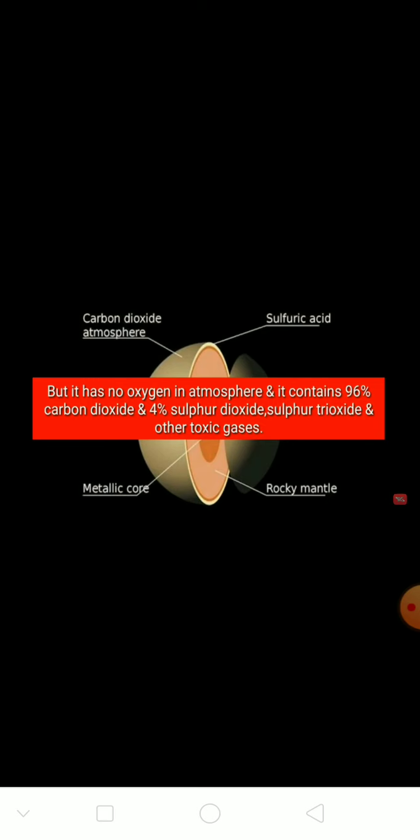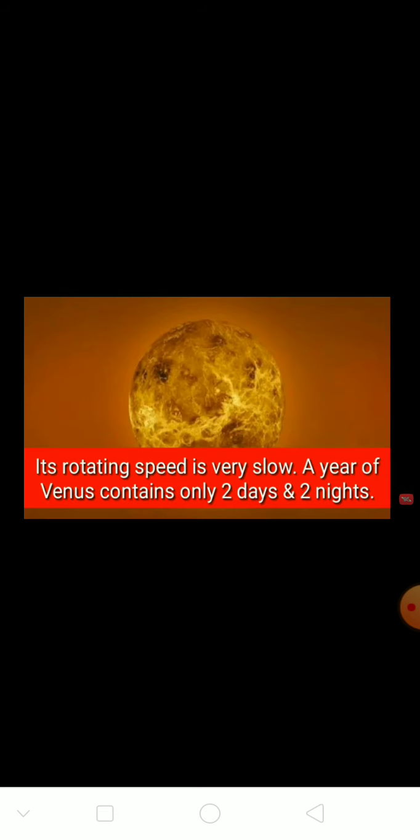But it has no oxygen in its atmosphere. It contains 96% carbon dioxide and 4% sulfur dioxide, sulfur trioxide and other toxic gases. Its air pressure is 90 times heavier than Earth's. Its rotating speed is very slow. A year of Venus contains only 2 days and 2 nights.